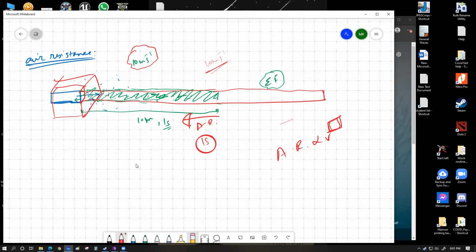So practically three factors contribute towards air resistance. One is the speed of the object. The second is the cross-sectional area of the object. Cross-sectional area means the amount of area which actually collides with the air particles. And the third factor would be, I think, was it temperature? No. Was it density of air? No. Pressure? No. I forgot the third factor.